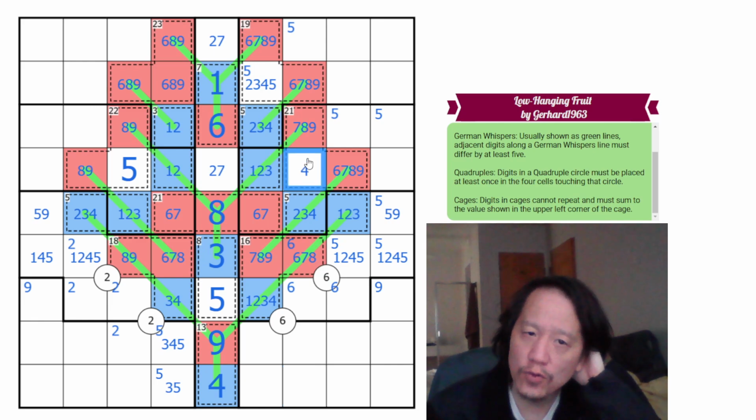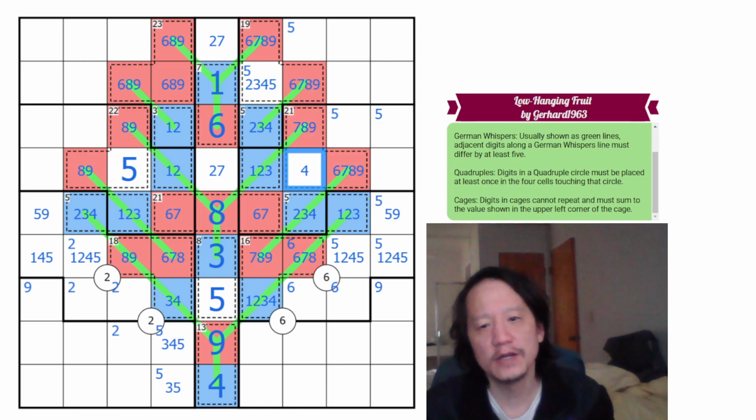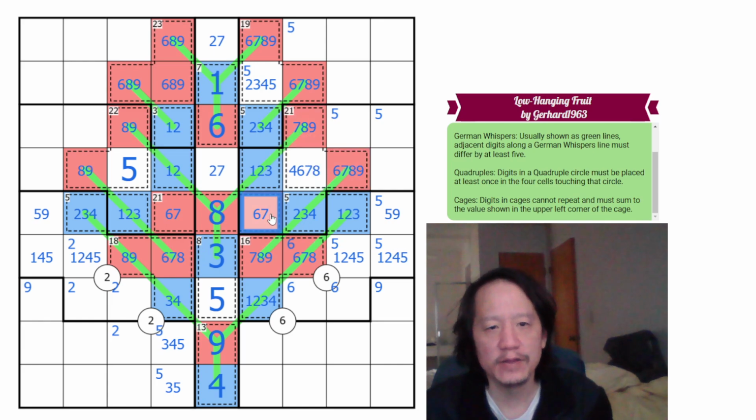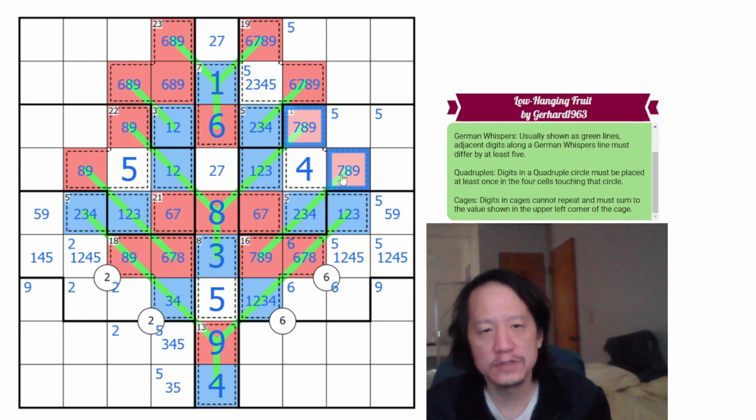This could be 4, 8, 9, or it's 6, 7, 8. If it's 6, 7, 8, that eliminates all possibilities for this cell in this irregular region. So this has to be 4 and 8, 9. So this can't be 6, 7. This is 4, 8, 9. This can't be 4, which means this can't be 1.